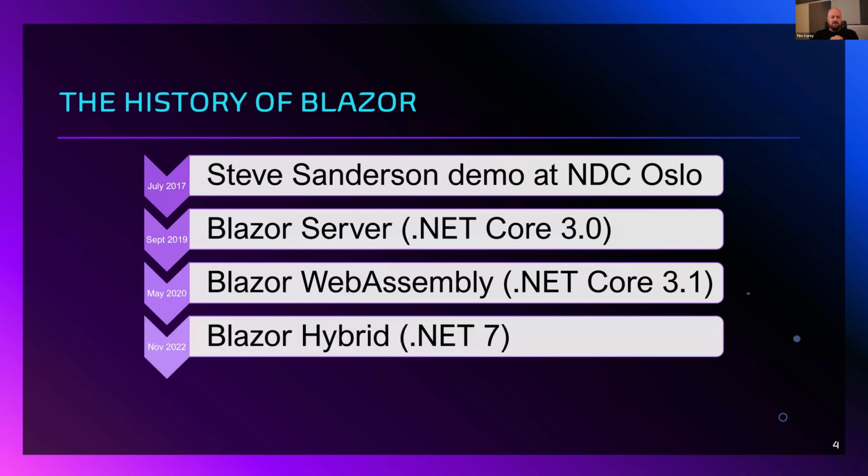So with .NET 7, we got Blazor Hybrid. Now, if you're familiar with .NET MAUI, MAUI stands for Multi-platform App UI, I believe.